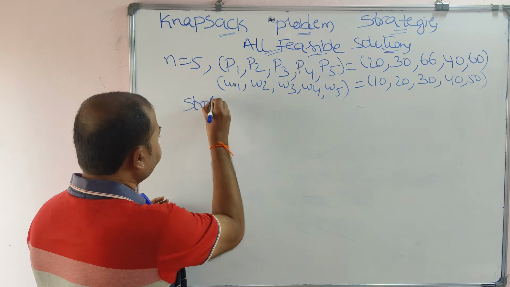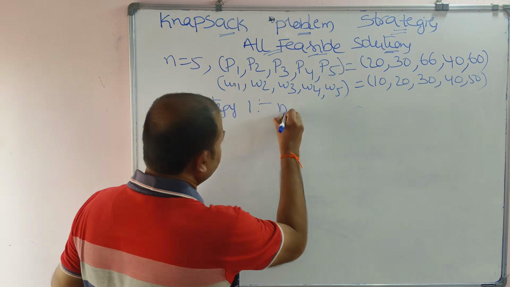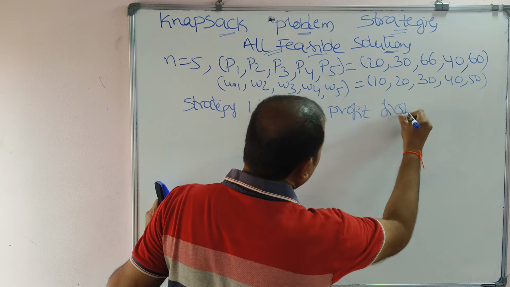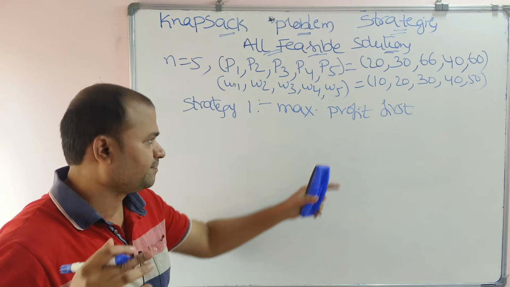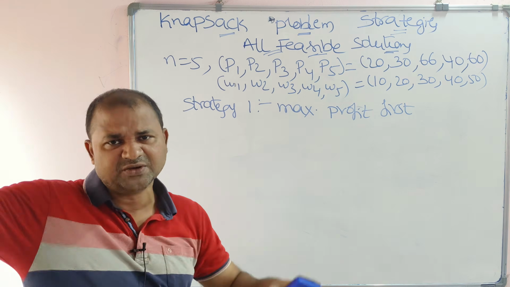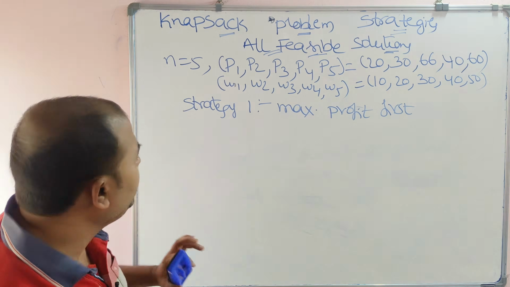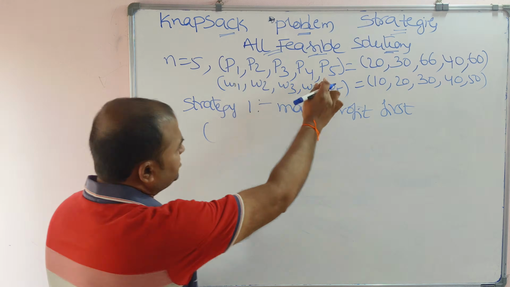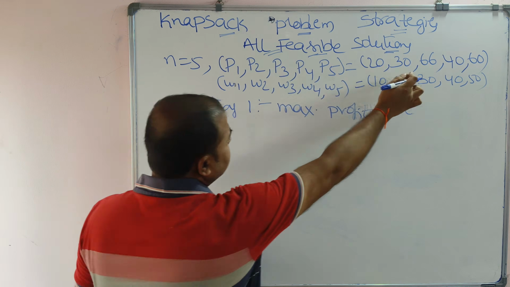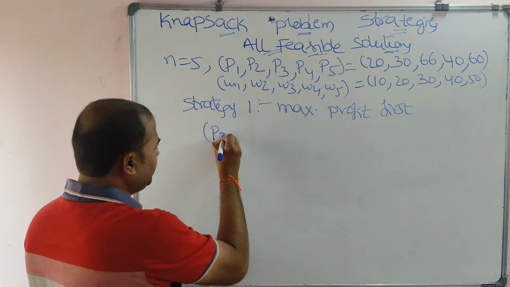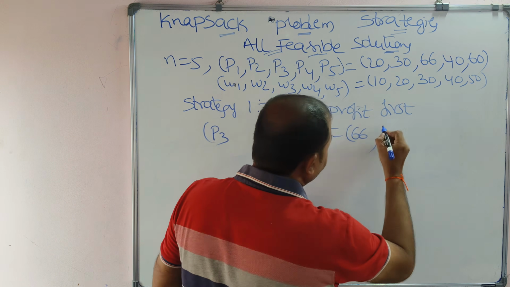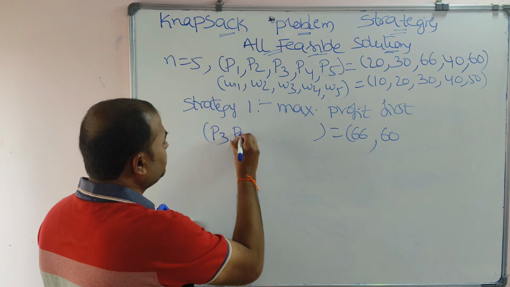So strategy 1. What is strategy 1? Maximum profit first. So arrange all the objects in decreasing order based on the profit. Decreasing order means first we write the maximum value, and the last one is the minimum value. So let us observe the profits. Here we have 5 profits. What is the maximum profit? 66. So 66 is the third object's profit, P3. Next, 60. 60 is the fifth object's profit.